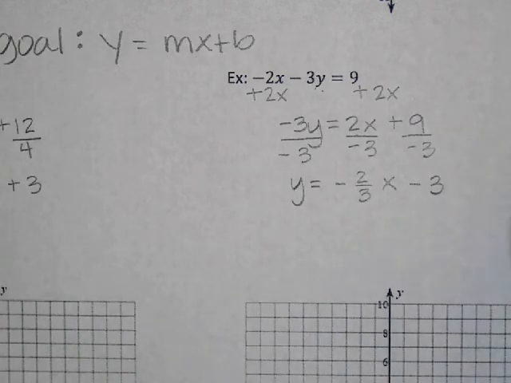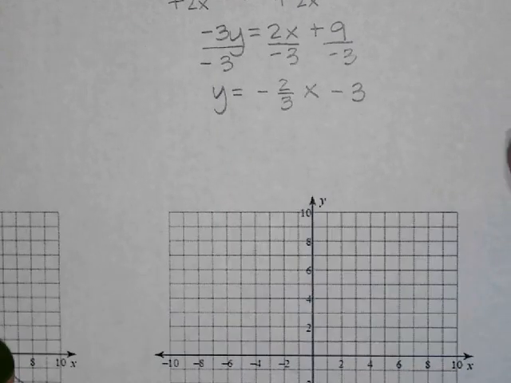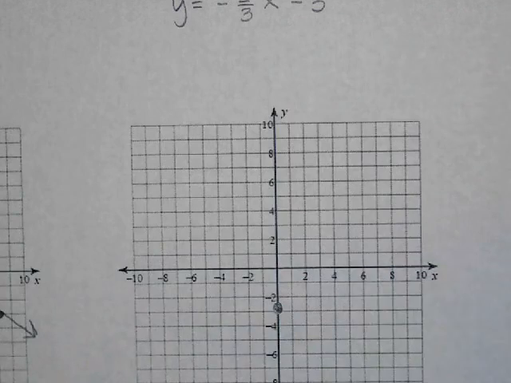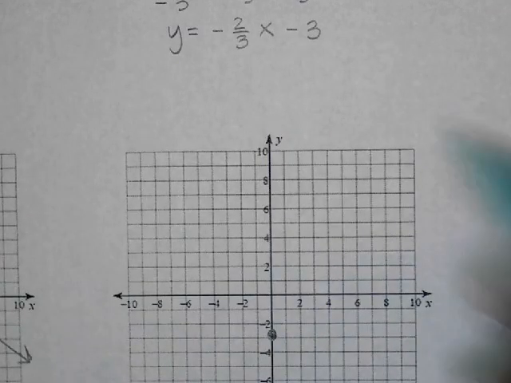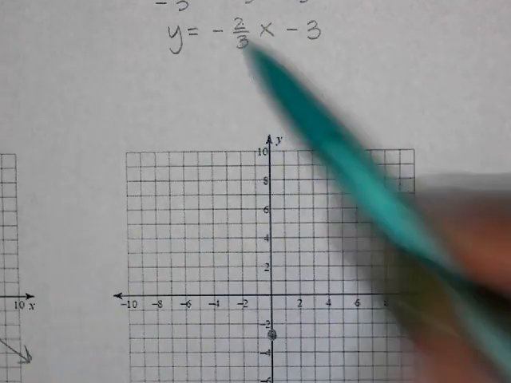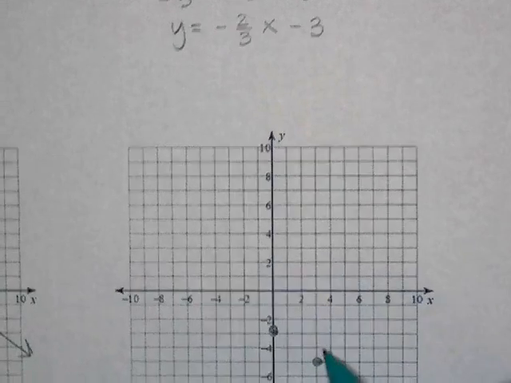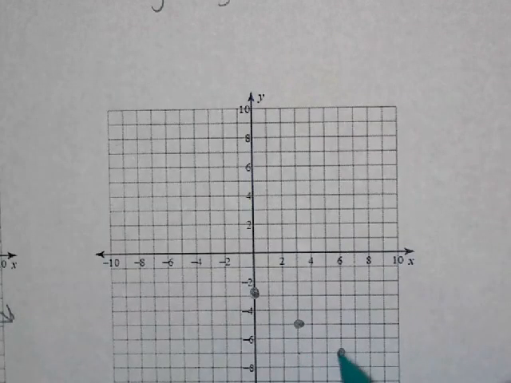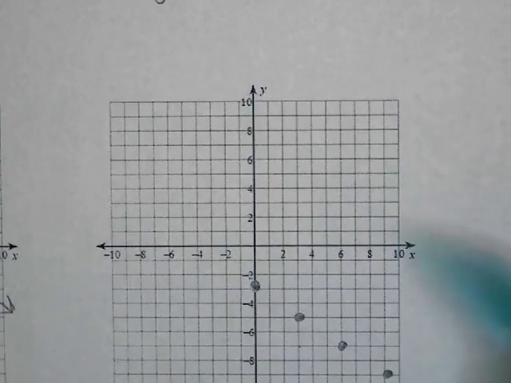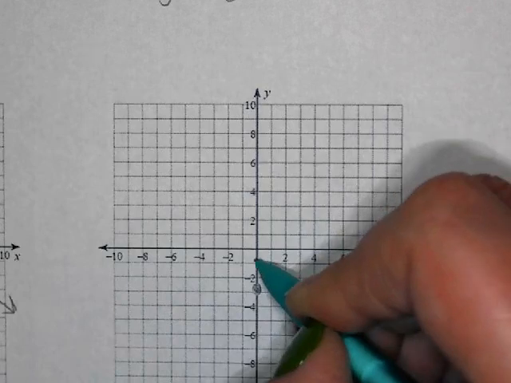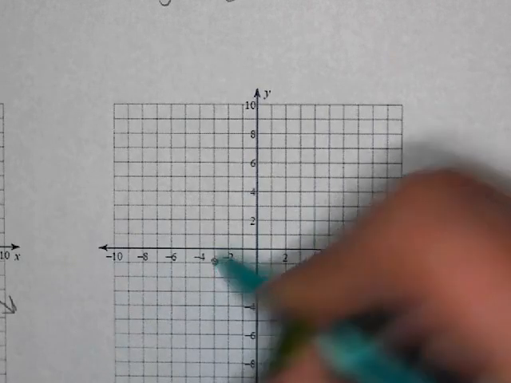All right, so what is the y-intercept? Negative 3, so I'm going to start down at negative 3. And then where should I go from there? Down to right 3. Down to right 3. And when I run out of space, I can go back here, and I can go up to left 3.